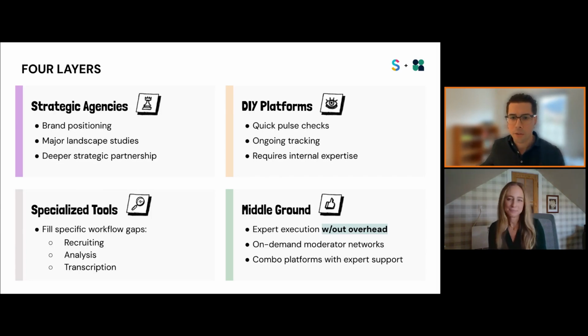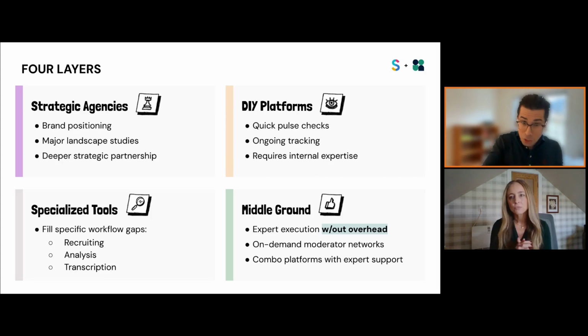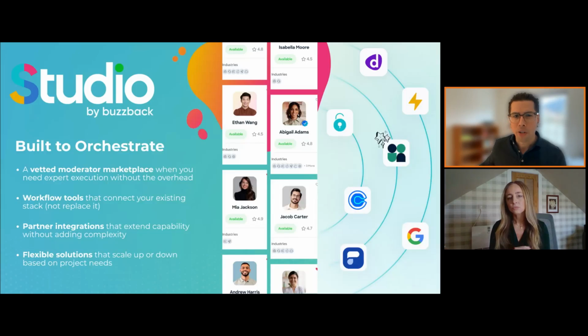So I'm really glad that you talked about expert support, because we are hearing from our clients and customers that the tech is good and it's getting them between 60 and 75% of the way there, but they still want that other set of eyes. And so I'm wondering if you might walk us through the Studio by Buzzback model, and how that combination of solid tech with expert oversight or support comes together.